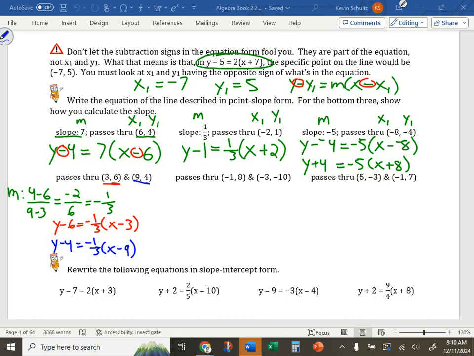They're both correct. And here's the most brilliant part of all. If we were to convert these to slope-intercept form, y equals mx plus b, they would be the exact same equation. Isn't that fun? This is awesome.